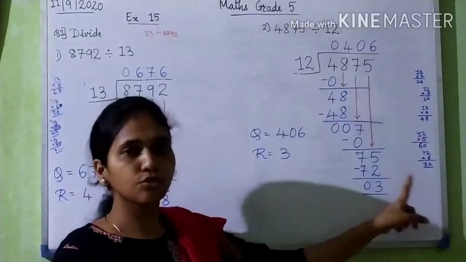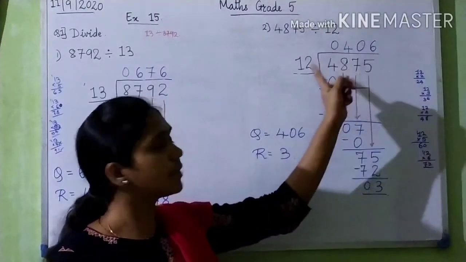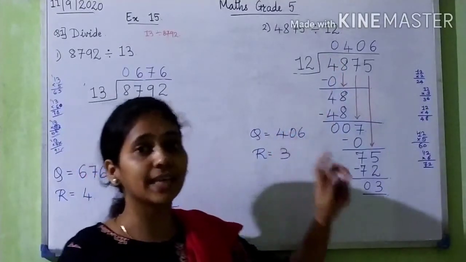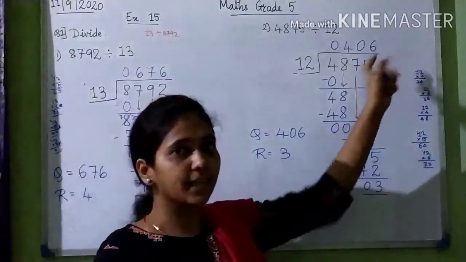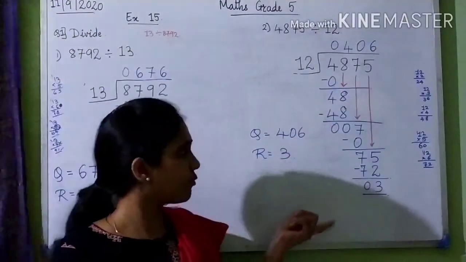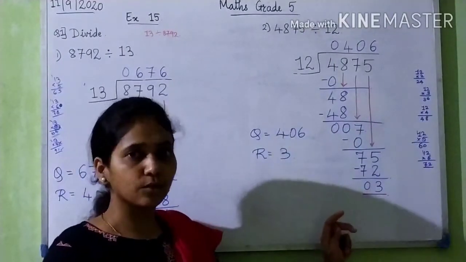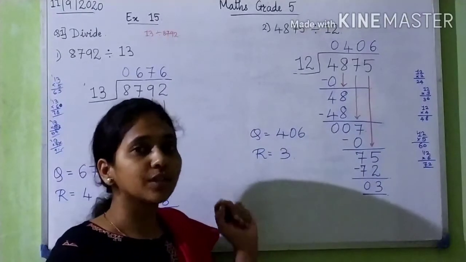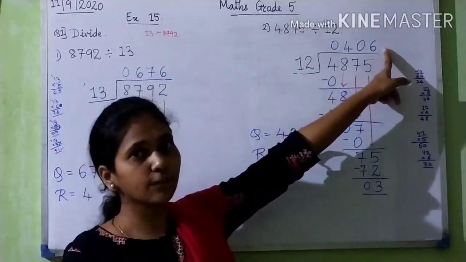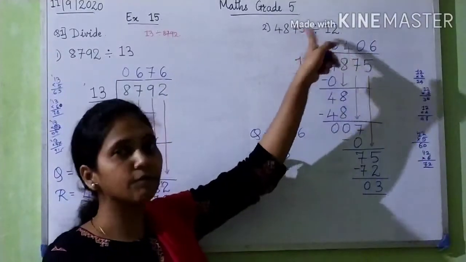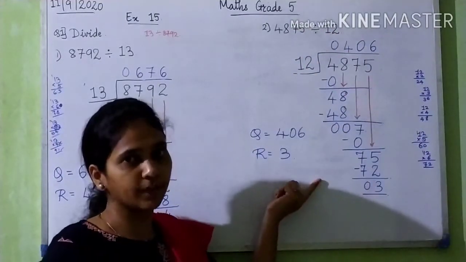If there is no number ahead, then we can put a point here and then solve. That means the number after dividing is not a whole number. It is a decimal number. If I further divide it, I get the answer of the division in decimals. But for you now, that is not needed. You have to find the remainder, and if you get some remainder, that's okay, and the quotient. So the division answer is 406 for 4875 divided by 12. And if you get some remainder, you have to write that remainder also.